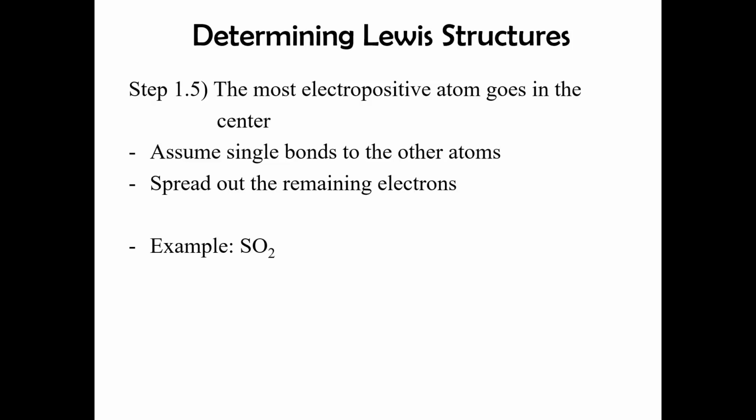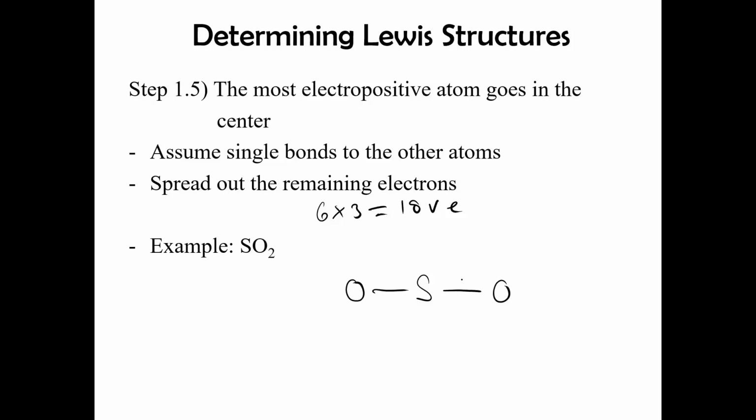Put the most electropositive in the center. Here it's not very difficult to know that sulfur is going to go. You can take a good educated guess, but we also need to realize that valence electrons here is 18, right? You have 6 times 3 is 18 valence electrons. You spread the other electrons around it. Okay, let's do it like this.